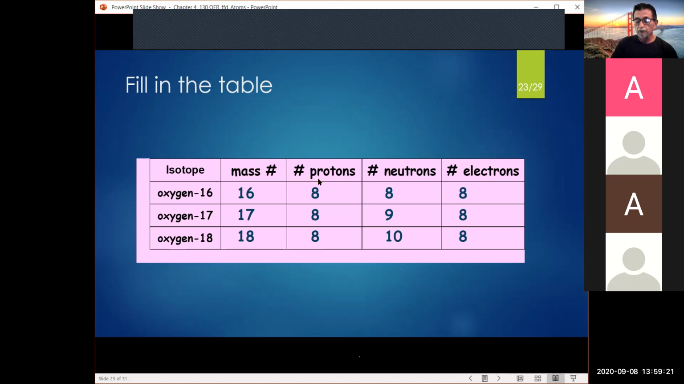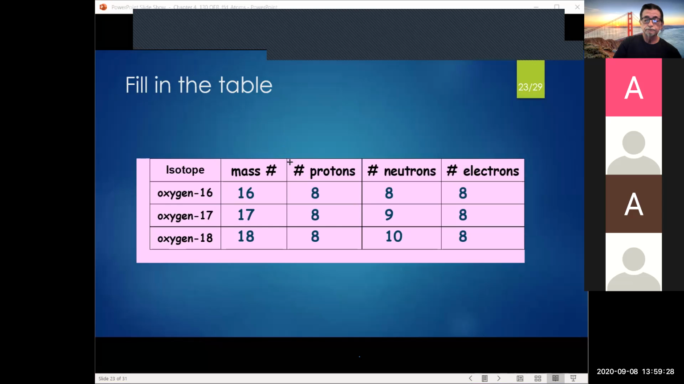And so the number of protons is the same for all of these isotopes, and the number of electrons, okay? Remember, the number of protons is what makes this element oxygen. The mass number comes directly from what you're given, and the number of neutrons is simply the difference between the mass number and the protons, and hence 8, 9, and 10, okay?